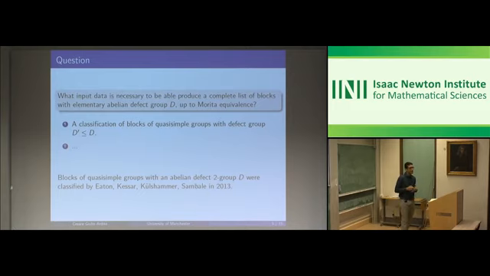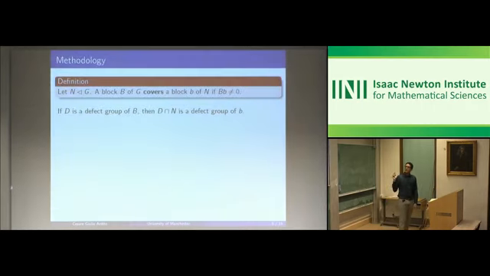So I will describe what the method is and tell you what kind of things we need to know about the blocks with defect group D, or other objects, to be able to answer this question. Okay, so the most important relation we're going to use between blocks is the covering relation. Now, we haven't seen it in this workshop. It's quite easy to understand.